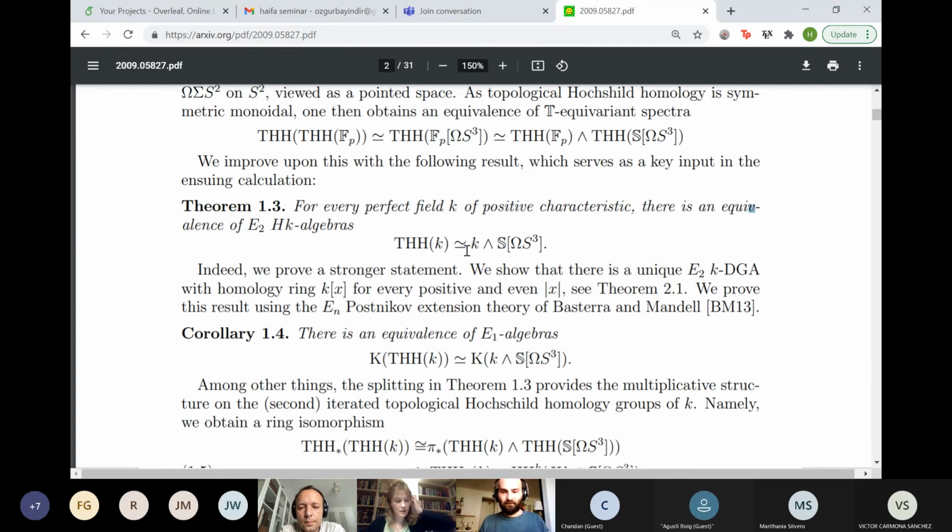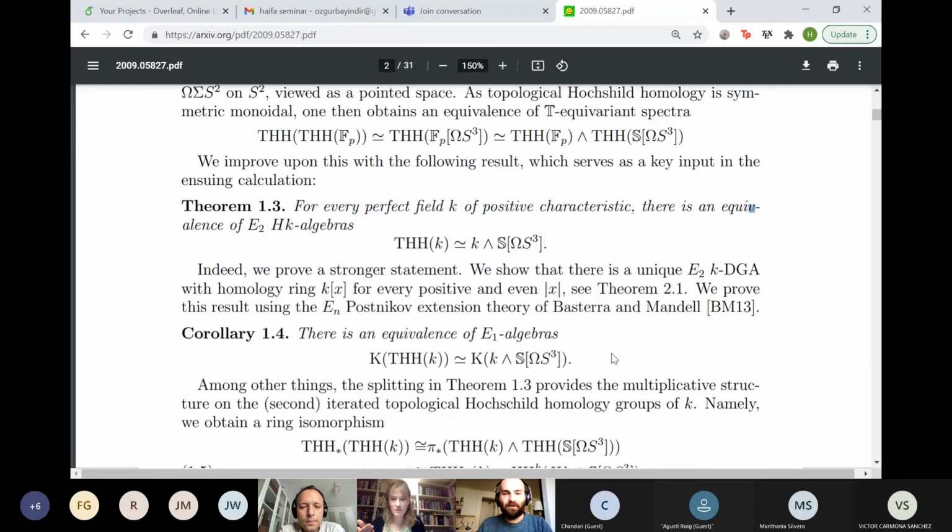Is this entire work that you're doing connected to, because it looks like you're taking iterated THH, and it also looks like that's sort of what you're doing when you're doing the K-theory as well. You're doing iterated K-theory of FP, right, sort of in some way.